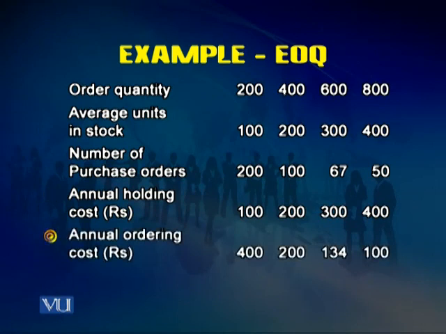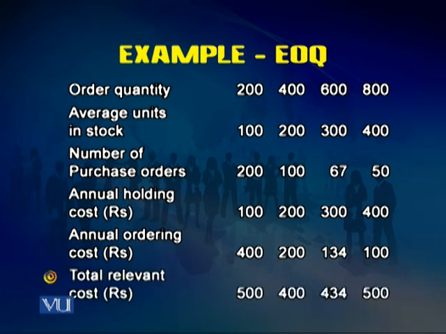Annual ordering cost. The annual ordering cost is going to be the number of purchase orders multiplied by the cost per order that we have been given. So we have been given that the cost per order is rupees 2. If the purchase orders are 200, the ordering cost will be 400, and so on and so forth, where for 800 units, the number of purchase orders is 50, our ordering cost is going to be rupees 100.